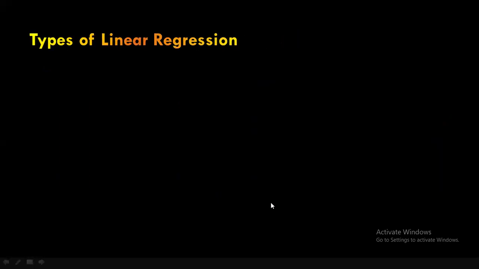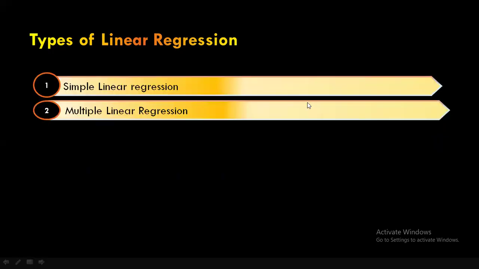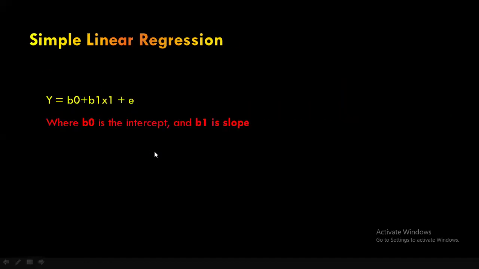What are the types of linear regression? One is simple linear regression and the other is multiple linear regression. In simple linear regression, we have only one independent variable, or only one input feature, and only one output feature. In multiple linear regression, the output feature, the dependent variable, is still only one, but the independent variables are more than one. If you have more than one feature in your model, that is called multiple linear regression.